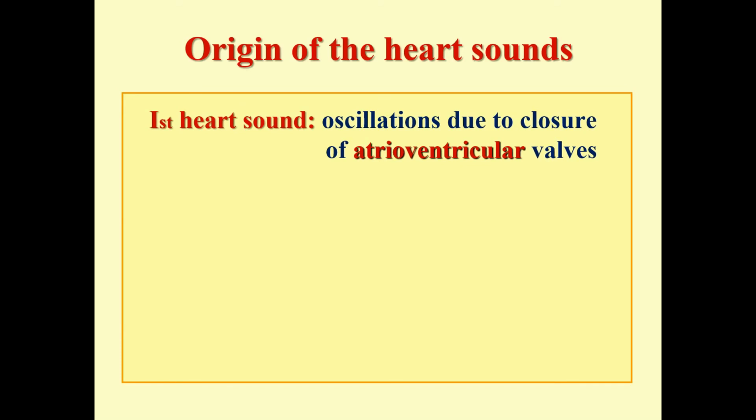So the first heart sound occurs due to closure of atrioventricular valves. And when they close, they produce oscillation of the heart as a whole, and the heart walls are also involved in formation of this sound. The main component comes from the atrioventricular valves closure. As this process occurs in the beginning of systole, it clearly shows the beginning of systole, and this is the systolic heart sound.